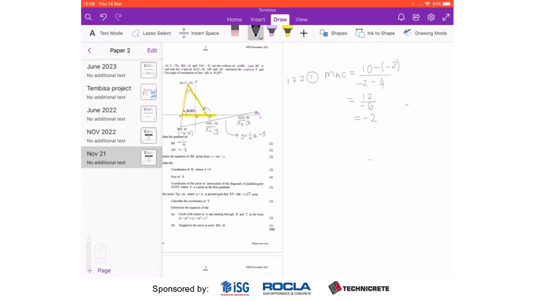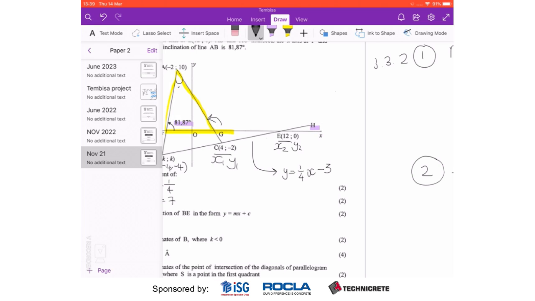Now to get the angle there, we need to use tan. So tan theta is equal to the gradient, which is negative 2. You are going to put into your calculator theta is equal to shift tan of negative 2, and then you're going to get the angle of theta to be 116.57. Okay, that is now my angle of inclination here. This angle is 116.57.